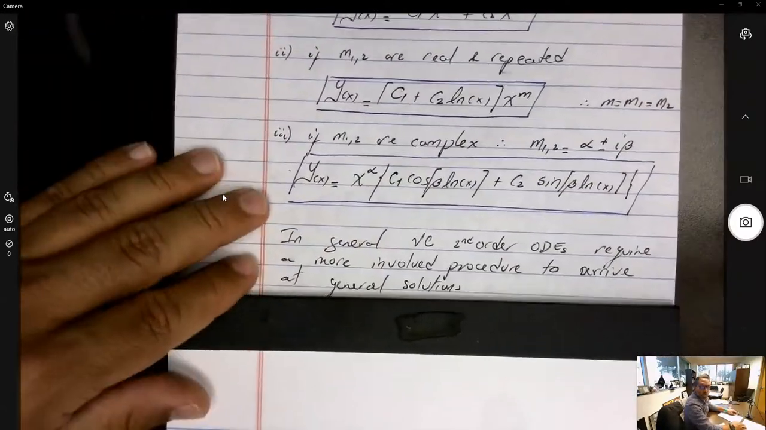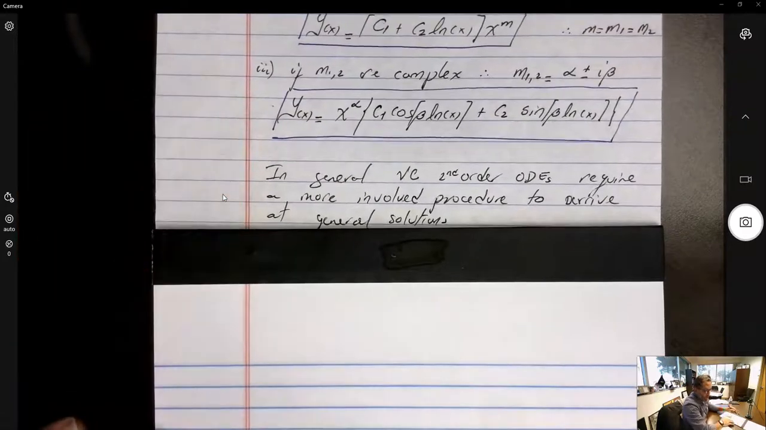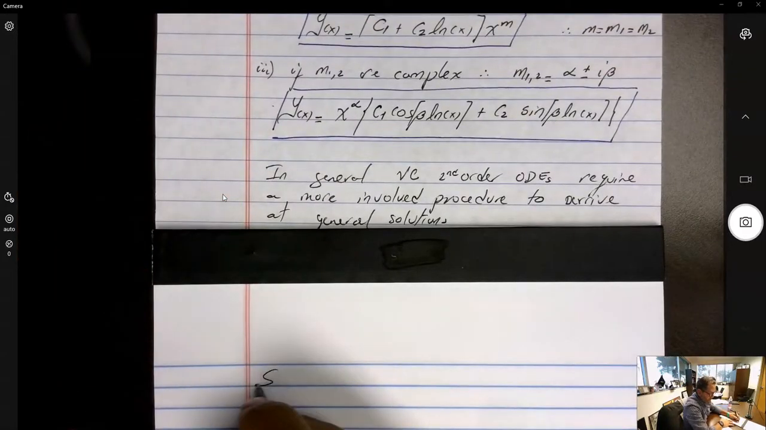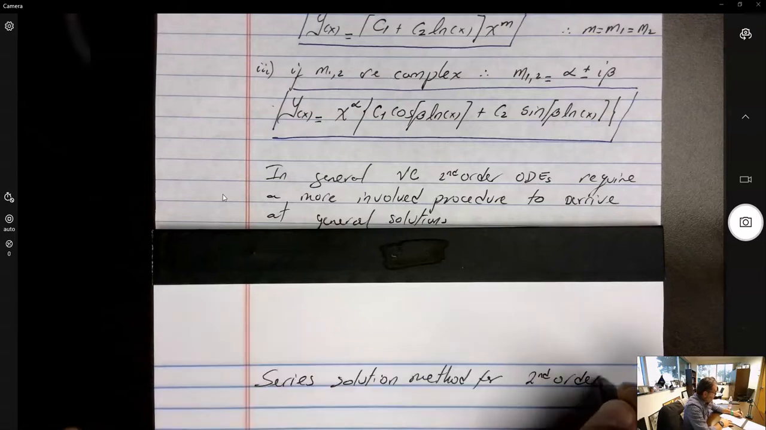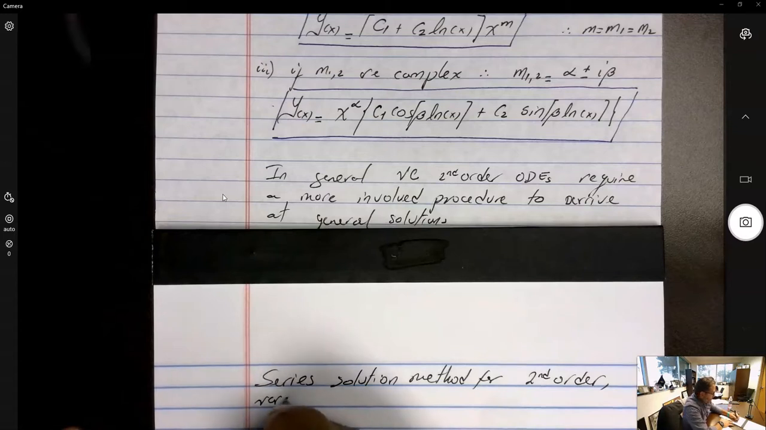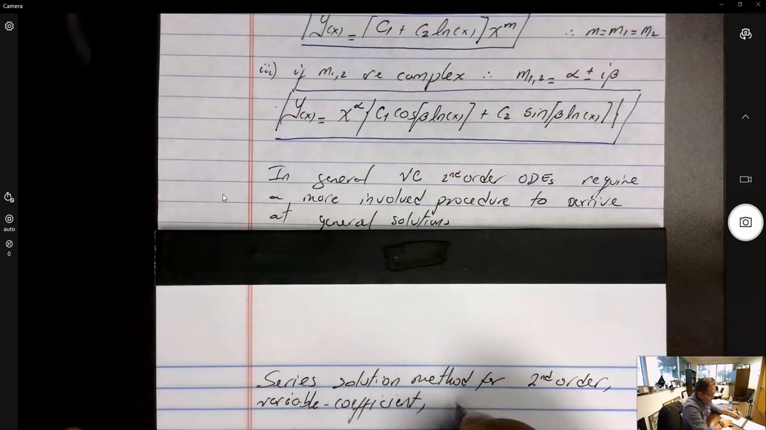So one of the solution methods to do this is called a series solution method for, again, second order variable coefficient linear homogeneous ODEs.